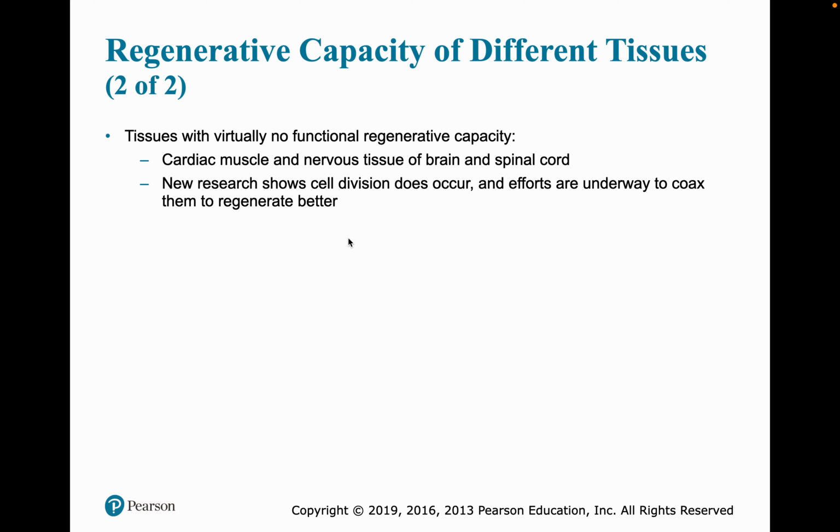There are some tissues with virtually no functional regenerative capacity: cardiac muscle in particular, and nerve tissue of the brain and spinal cord. There are research reports out there that some cell division does occur, but right now it does not look as though we replace any cardiac muscle or nerve tissue. There are lots of efforts underway to find better ways to regenerate them, but if you can avoid injuring them, that's still your way to go.